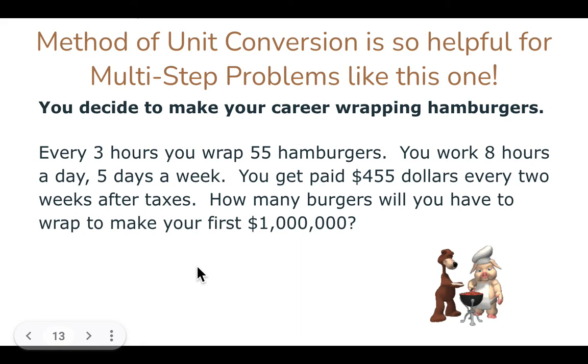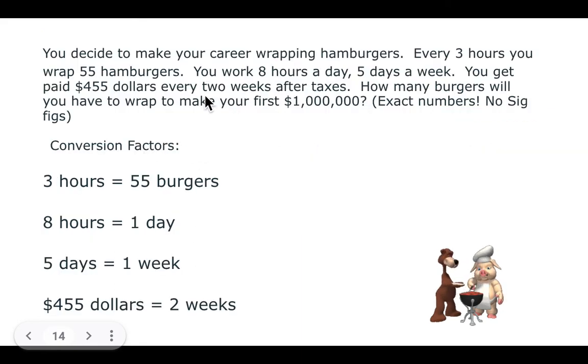So let's set this up. First of all, notice within this problem, there are tons of conversion factors we can set up. We know that 3 hours equals 55 burgers. 8 hours equals 1 day, because we don't work 24 hours a day. That's our work day. 5 days equals 1 week, because we have our weekends. And we get paid $455 every 2 weeks.